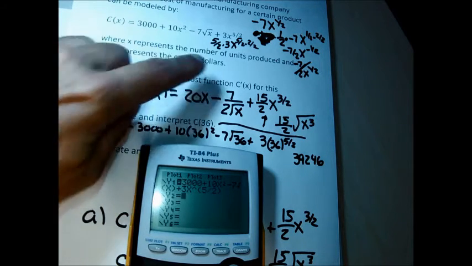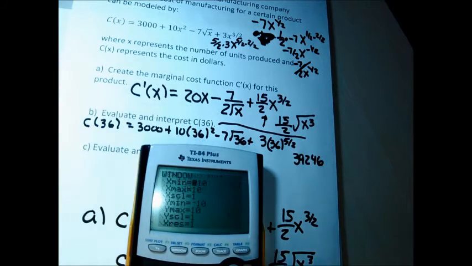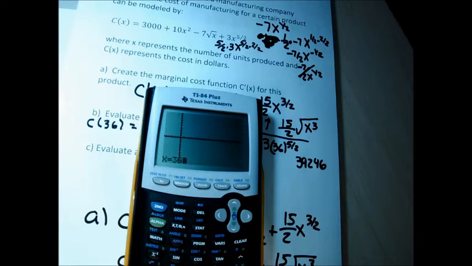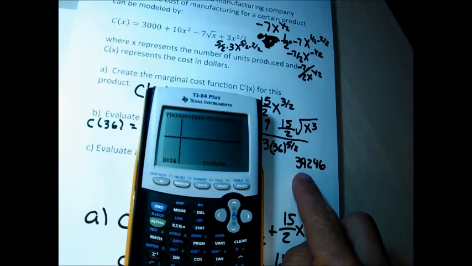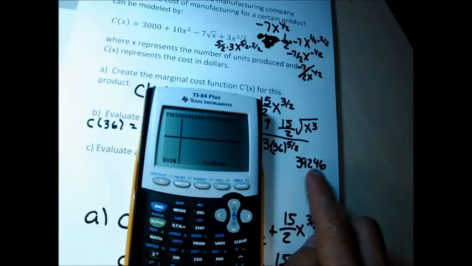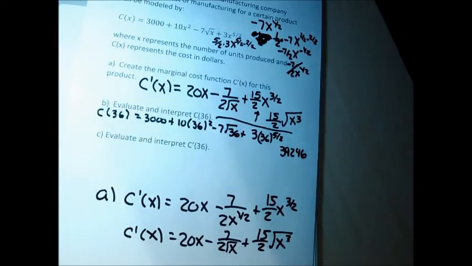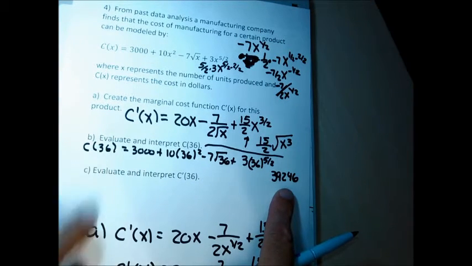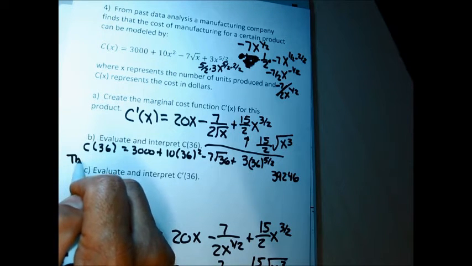Create a window, so my x has 36 in it, so if I look at my window, my x needs to be bumped up past 36. 40 contains 36. I don't care about the rest of the window, and I really care what the graph looks like. And now I can just go second calc, hit enter on value, type in 36, and I get that same 39,246. So it's much more efficient, I think, entering the function in the y1 and using the value operation to get the y values. So I've evaluated for part B, but I haven't interpreted. And the interpret is just the cost of producing 36 units is that number.